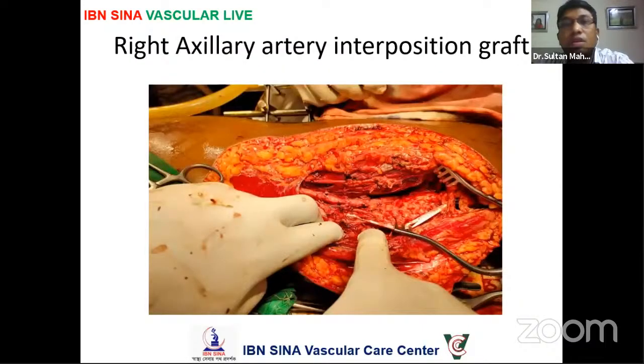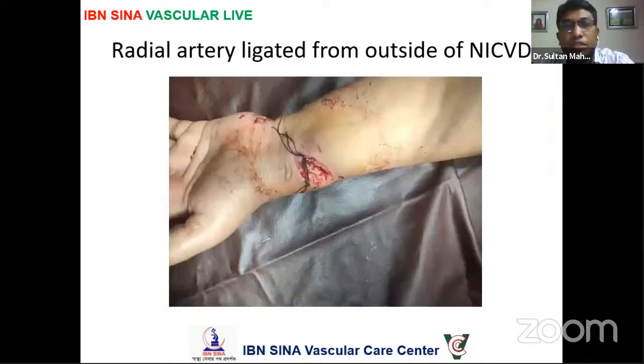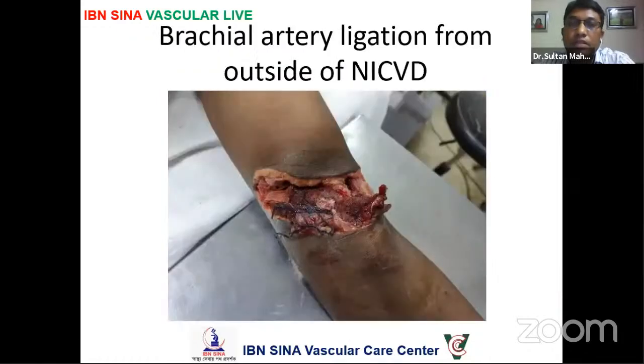And this is also done by interposition graft, venous graft. Most of the patients from outside NICVD come in that situation, tight ligature of the vessels. Sometimes we ligate, or sometimes we repair, or sometimes we do the interposition graft because of ligature or segmental loss. This is another ligature of the brachial artery from outside.